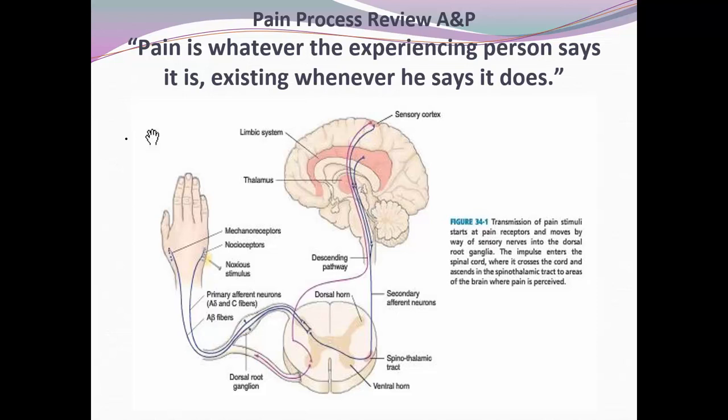Modulation is the process of how pain is interpreted and perceived in the brain. So pain can be modulated by two primary types of drugs that work on the brain. These are analgesics like Tylenol and then anesthetics.